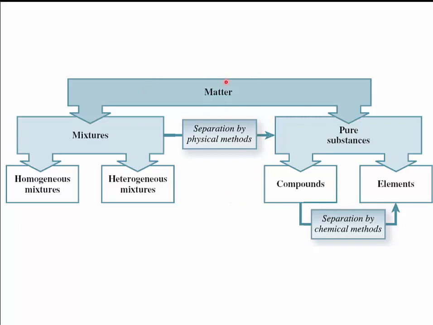So you got some matter. It can be either a mixture or it can be a pure substance. You can take your mixture and separate it by a physical means into pure substances. Your mixtures, we said, had two types, homogeneous or heterogeneous. Our pure substances, we can break down into either compounds or elements. And if we take our compounds, we can separate those by chemical means into their distinct elements.